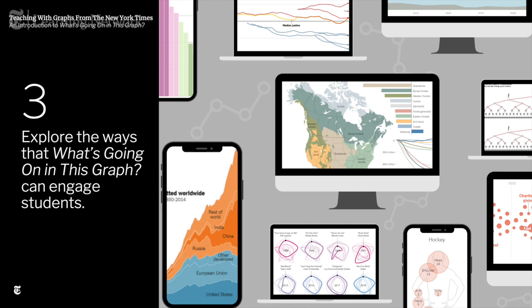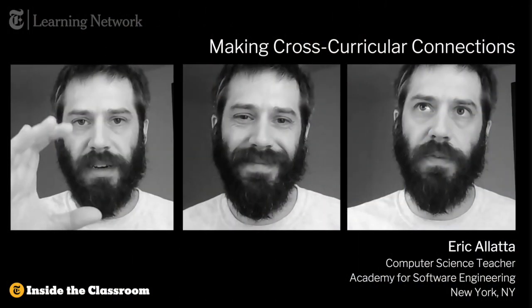All right, so why don't we move on to student engagement? Let's think about the ways that what's going on in this graph can engage our students. So what we're going to do now is hear from Eric Alata. He's a computer science teacher at the Academy for Software Engineering in New York City. He's been using what's going on in this graph for some time in his classroom, and we spoke to Eric last year. So let's take a look, and Eric's going to talk to us about making cross-curricular connections as he engages his students through this feature. So let's take a look and a listen.